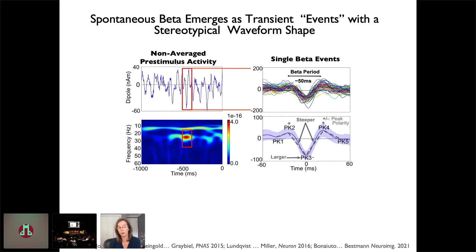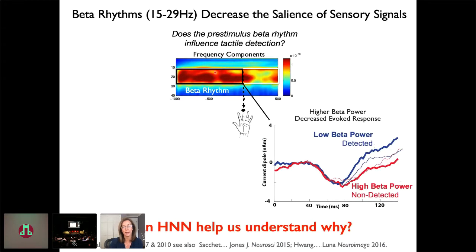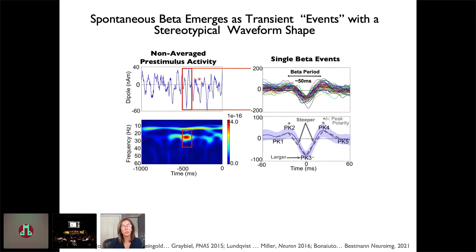And what I've been showing you up to this point is average data. In this trace right here, sorry, I'll just go back. This is the average of about 100 trials of the tap to the finger. But when we look at the unaveraged response, what you see is that these spontaneous beta oscillations emerge very transiently. They typically last less than 150 milliseconds, and they have this stereotypical waveform shape. And so here I'm just showing you the raw, unfiltered data. We put our frequency filter on it. We find these high power beta events. We go back to the raw signal and we overlay these traces.